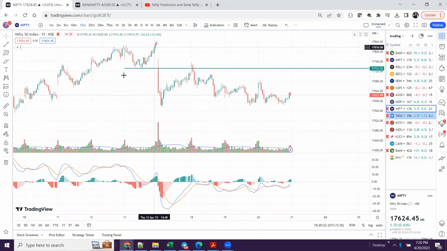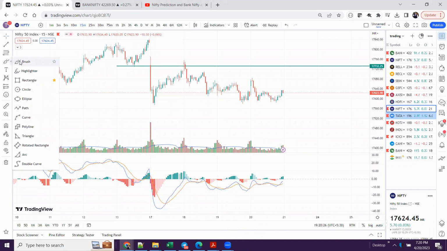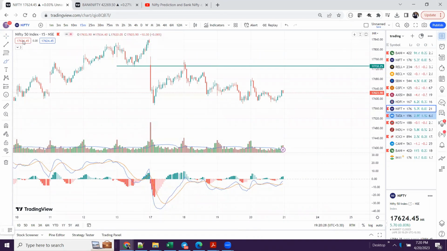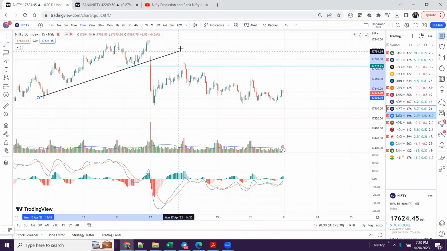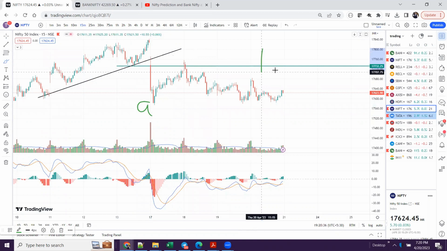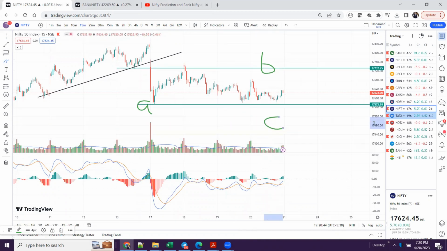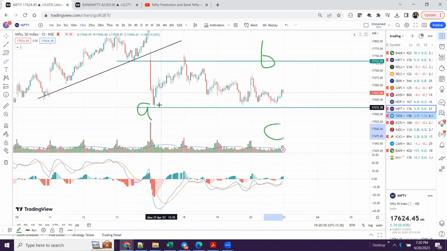So normally we expected a corrective structure, and corrective structure is minimum 3 waves. So if you consider this wave, let me draw the trend line. So if you consider this wave as the first A wave, now probably B wave is going on. And this structure will get complete once we have the break of this structure to form the C wave. So probably B wave also internally is divided into 3 subwaves, 3 or more subwaves.